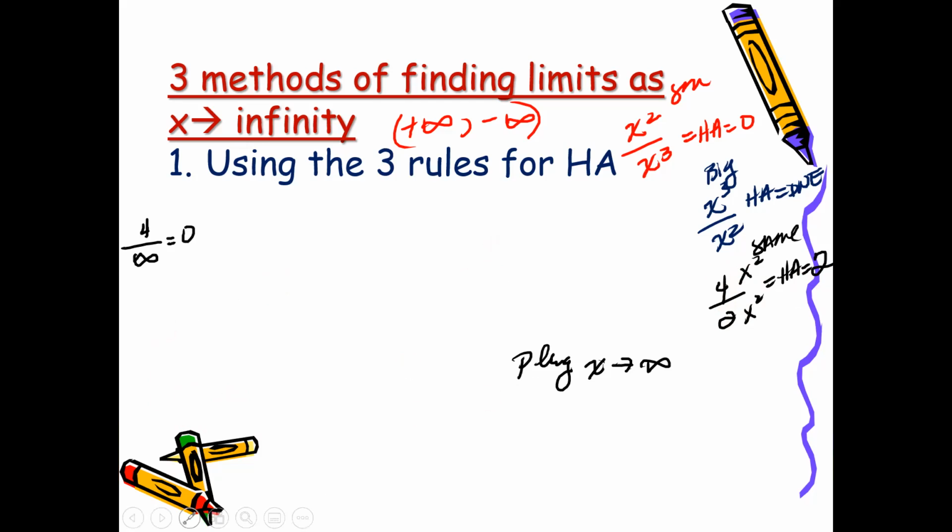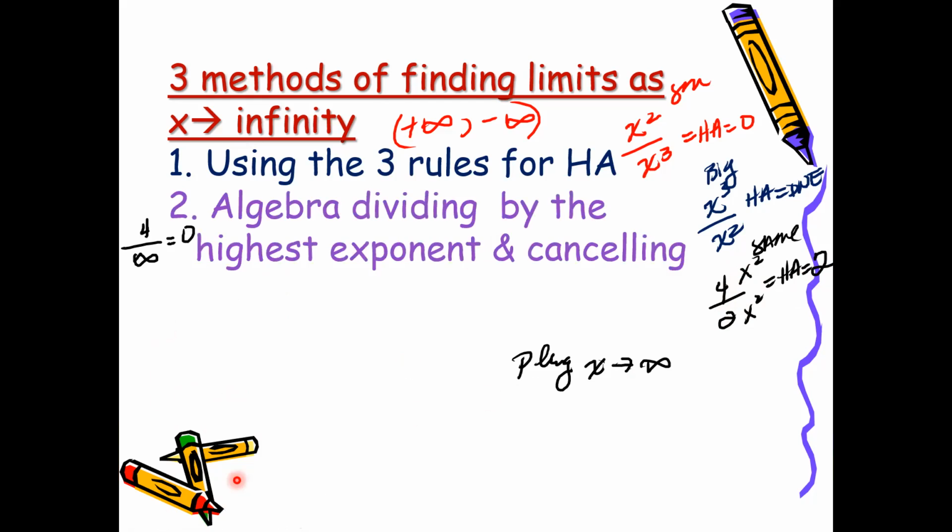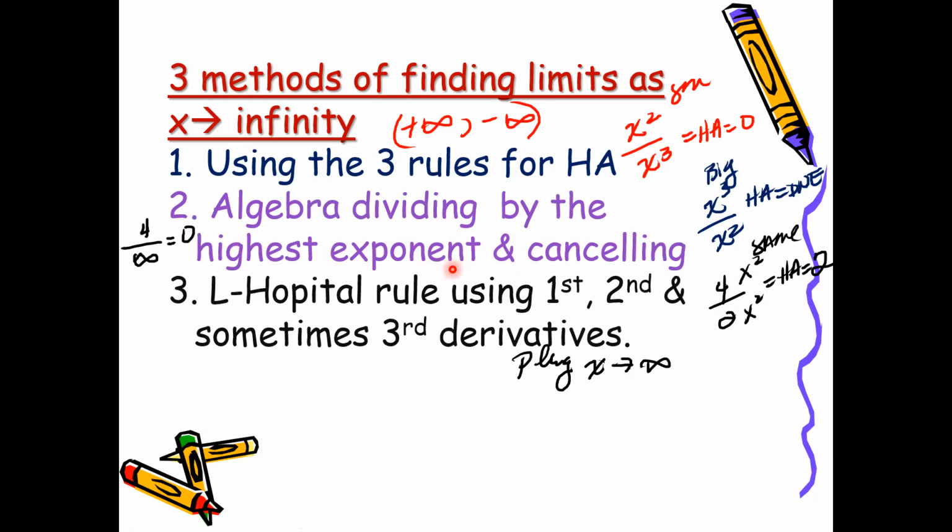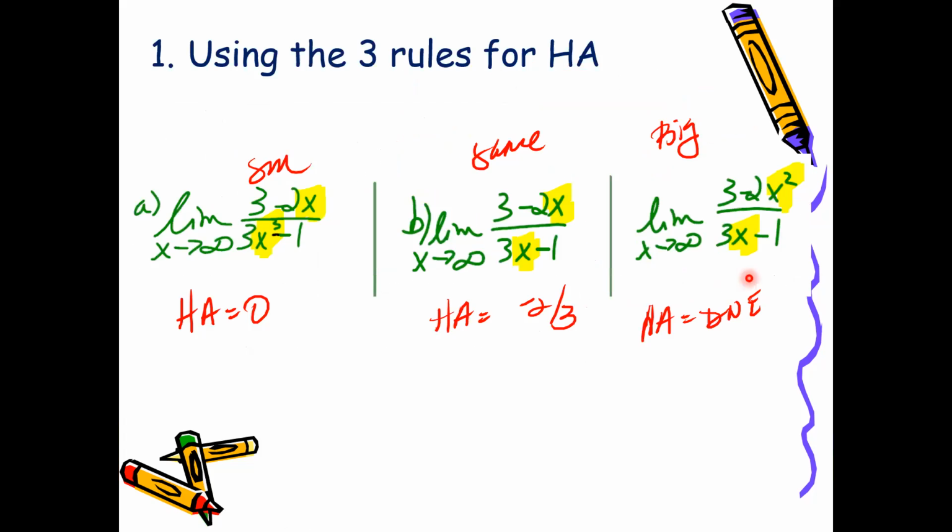The second method of finding limits as x approaches infinity is dividing by the biggest exponent. So you take the highest exponent on the numerator or denominator, and then you divide all the terms by that, and then you start canceling. The last one is L'Hopital's rule, which we talked about a few days ago, and you're going to be using the first, second, and sometimes maybe even third derivative when you plug in x approaches infinity. As long as it doesn't end up with infinity divided by infinity, then you can go ahead and stop and figure out what the answer is from there.